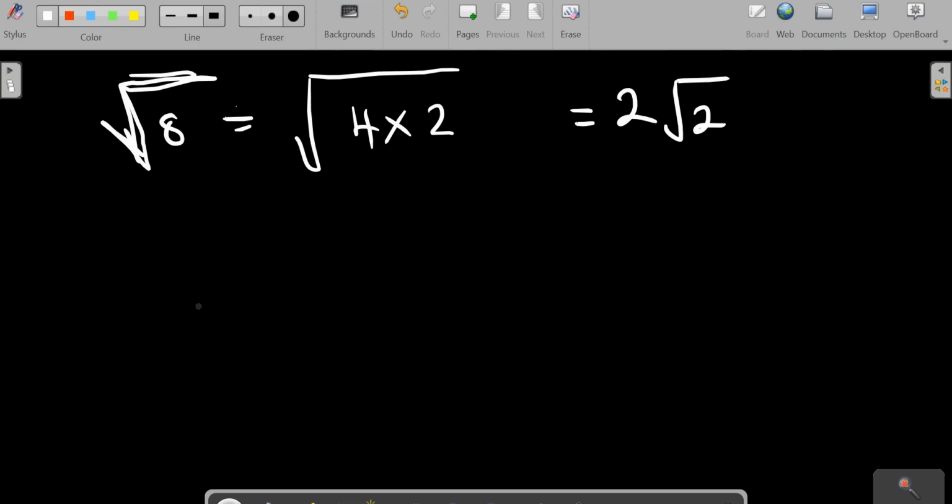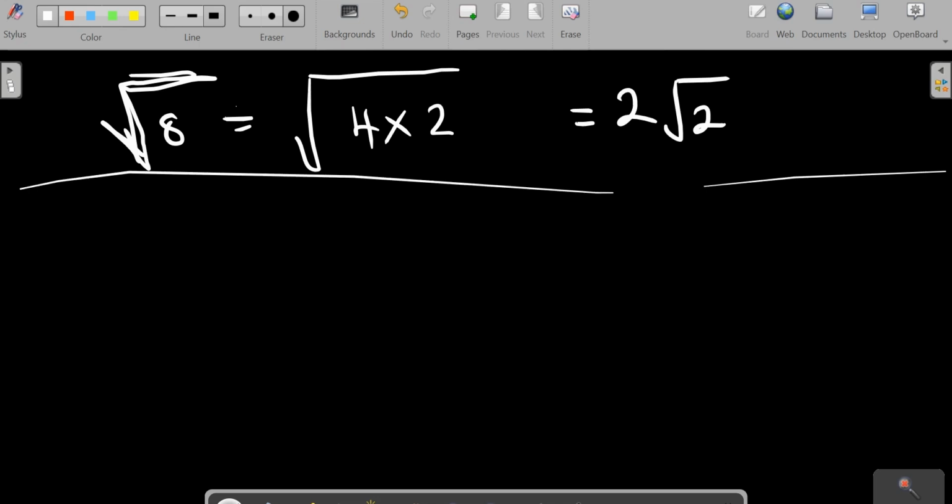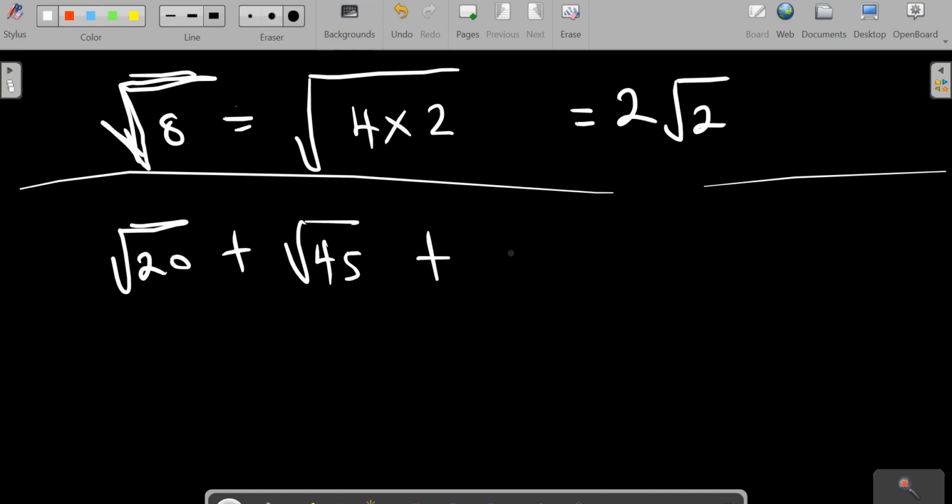So let's do some real questions here. We are still in addition and subtraction. Let's assume you have something like this: root 20 plus root 45 plus root 125 minus 2 root 80. So how do you solve this?